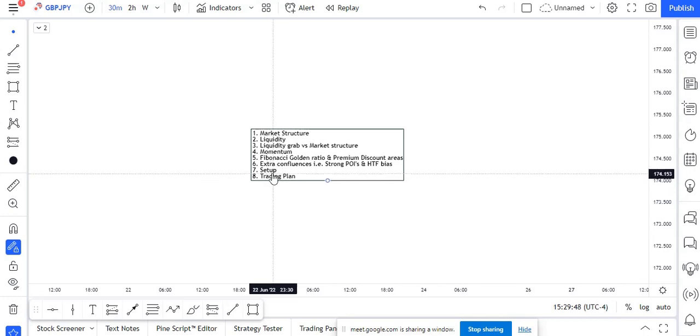I mentioned in the start that I would be going over some practical scenarios, and I would be looking at the higher time frame bias as well, like how can we use that to increase the probabilities of our setup.